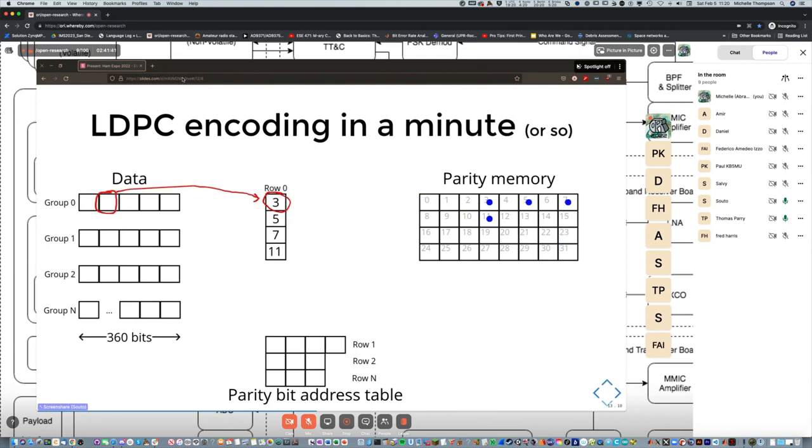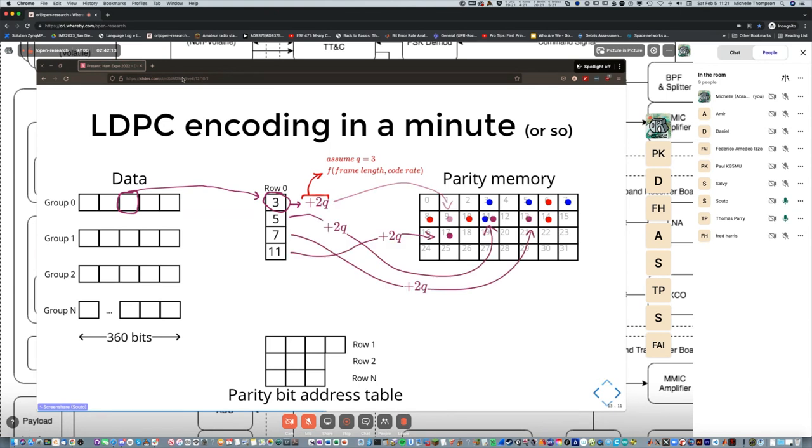The second bit also uses row 0, but we add Q to the offset. Q is an integer that is a function of frame length and code rate, and for this example, let's say Q equals 3. So for bit 1, the offset is going to be 3 plus 3, so 6, then 5 plus 3, 7 plus 3, and then 11 plus 3. The third bit is the same, except instead of adding Q, we add 2Q. So 3 plus 6 here, and then the others.